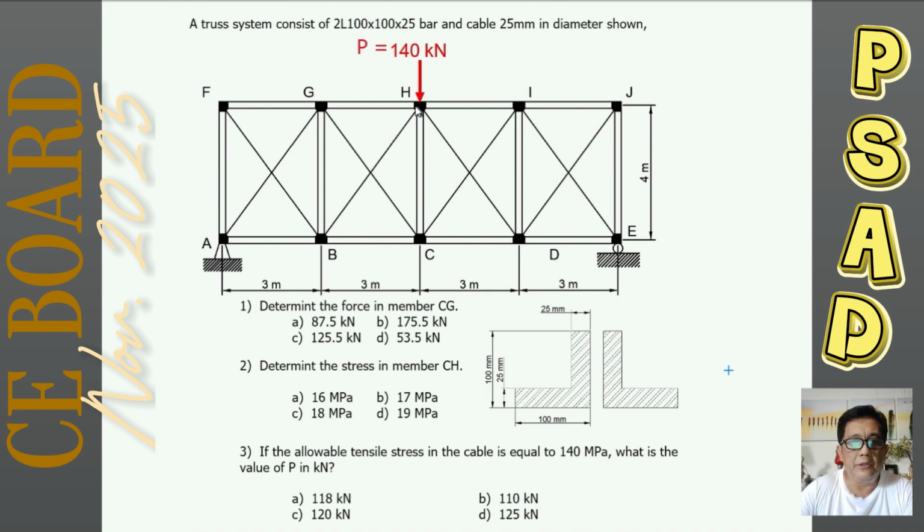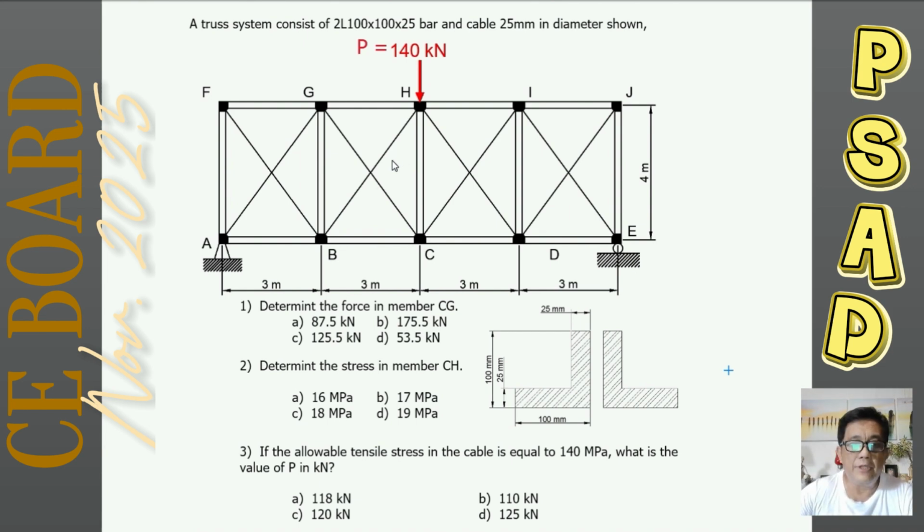Okay, so P here is acting at the middle of the truss at point H equal to 140 kilonewtons. The truss spans 12 meters and a height of 4 meters. So the top chord, the bottom chord, and the vertical members are made of two angles, 100 by 100 by 25 mm. So it's a double angle member. And then this cross bracing here are made up of 25 mm diameter cables. Now, cables can only resist tensile forces. That means some of these diagonal members will be zero.